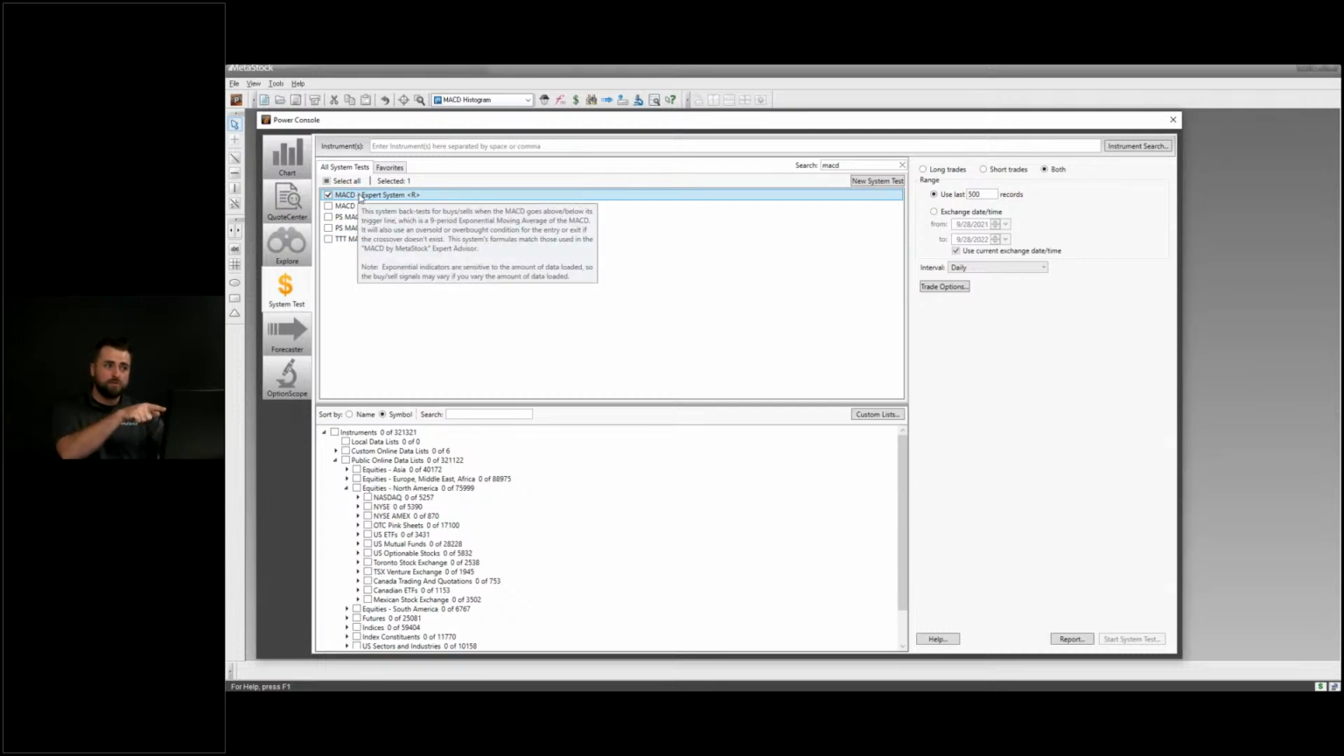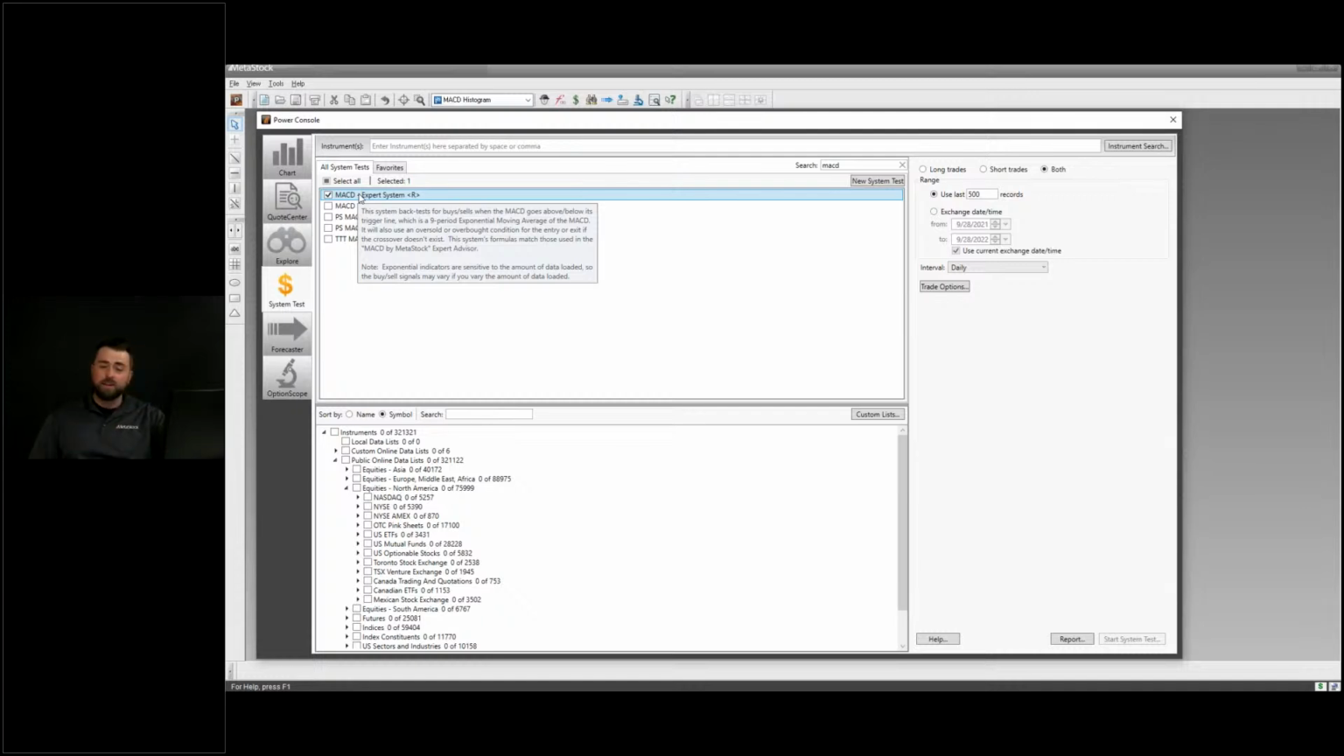I'm going to scroll over it here so that you guys can read this. It says this system backtests for buys and sells when the MACD goes above or below its trigger line, which is the 9-period exponential moving average of the MACD. It will also use an oversold or overbought condition for the entry or exit if the crossover doesn't exist. So it is testing on those multiple different things. The system's formulas match those used in the MACD by MetaStock Expert Advisor. So that's the Expert Advisor I had attached previously before I had the black template pop up.